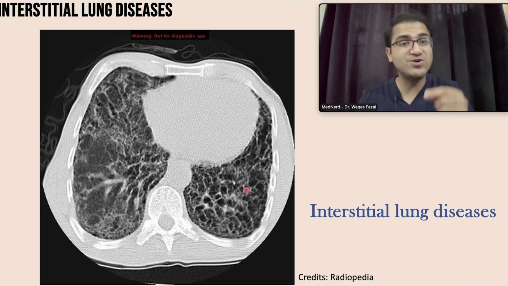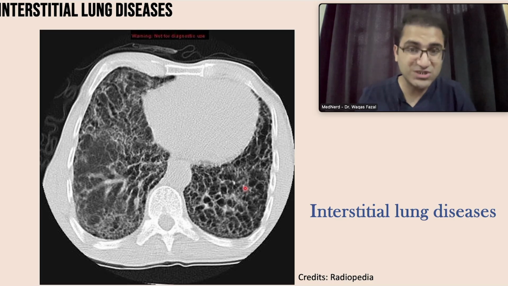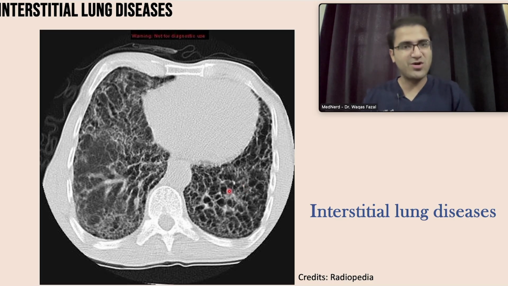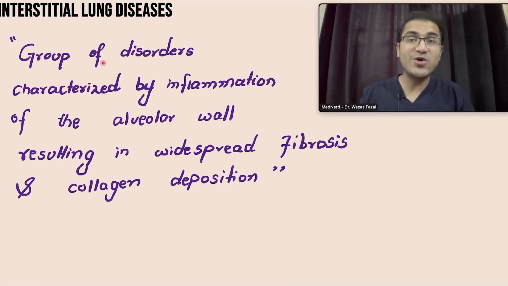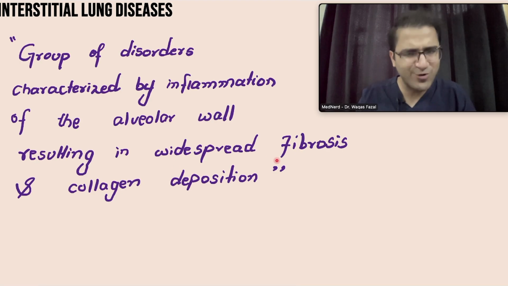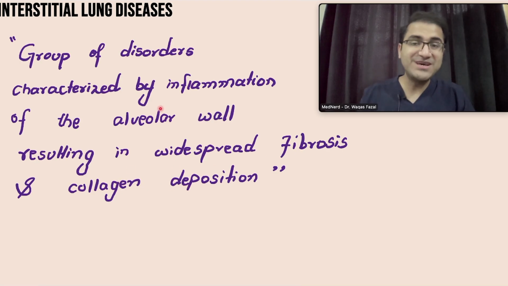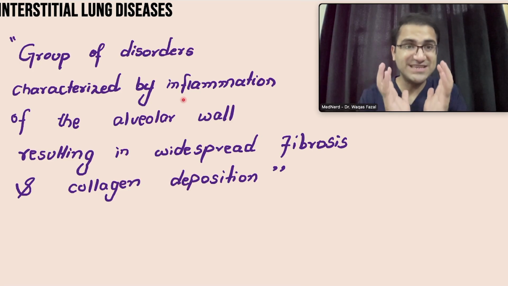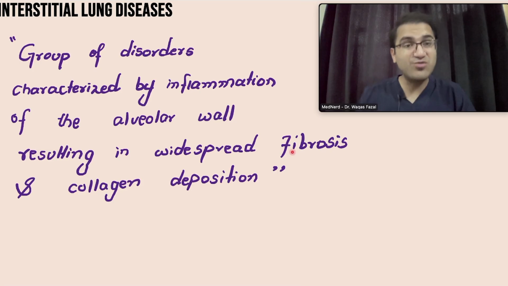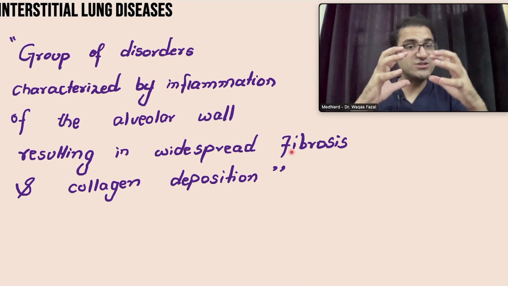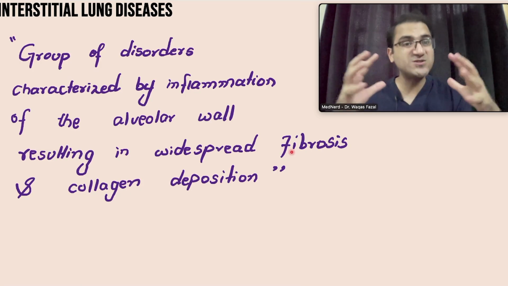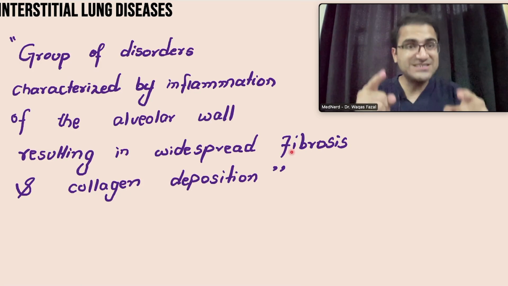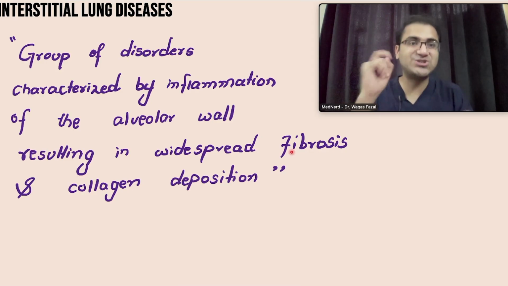Now, what is the cause of this interstitial lung disease? Why is there destruction of lungs in this patient? Today we are going to talk about that. Interstitial lung disease is a group of disorders characterized by inflammation of the alveolar wall, resulting in widespread fibrosis and collagen deposition. Remember, when the alveolar wall gets inflamed, it results in fibrosis. Fibrosis forms non-functional tissue in the lungs. Fibrosis makes it difficult for the lungs to expand fully. Therefore, they cannot fill up with air. That results in restrictive lung disease, interstitial lung disease.